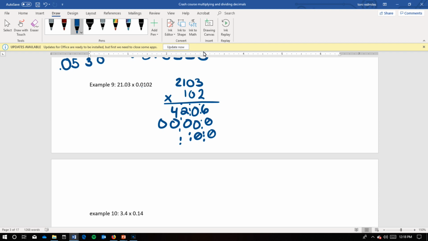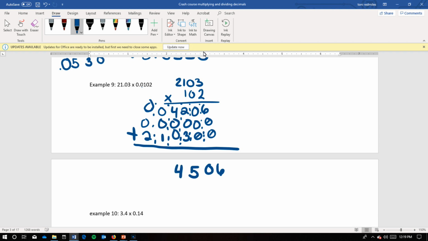All right, 1 times 3 is 3. 1 times 0 is 0. 1 times 1 is 1. 1 times 2 is 2. If this is confusing, you can always add some extra zeros in so that it's all uniform. Now I'm going to add down. Okay, so this is going to be 6, 0, 2 plus 3 is 5. This is going to be 4, 1, and 2.